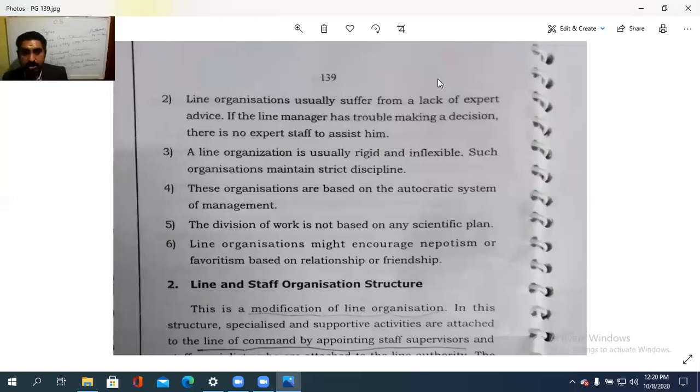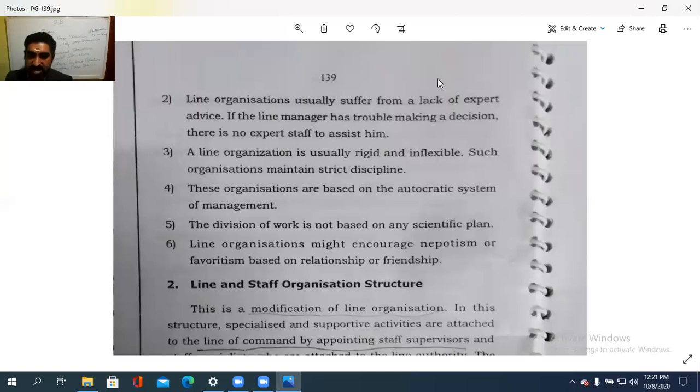The division of work is not based on any scientific plan. Without any plan, this is done. The division of work is like this because there is delegation of authority. Each and every person needs to be involved in their own work. So that is the case with regard to the line organization structure.